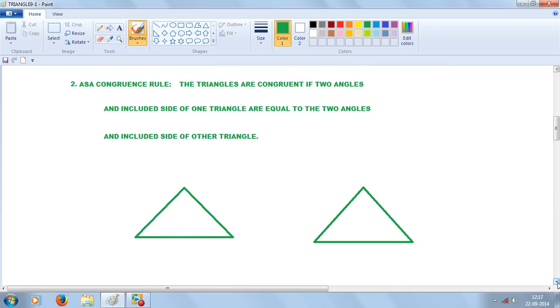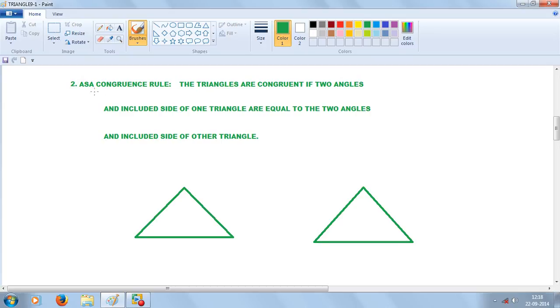Next is the ASA congruence rule. Two triangles are congruent if two angles and the included side of one triangle are equal to the two angles and included side of the other triangle. So in this, what exactly does it mean? It is the ASA congruence rule.